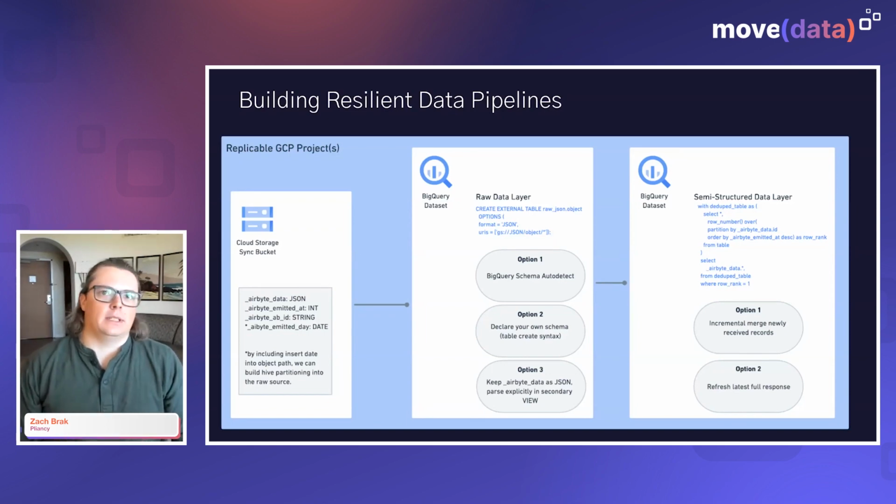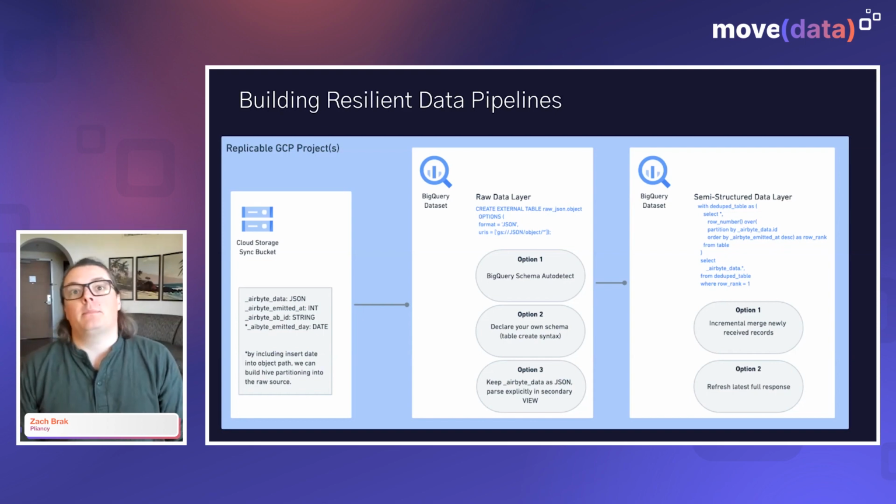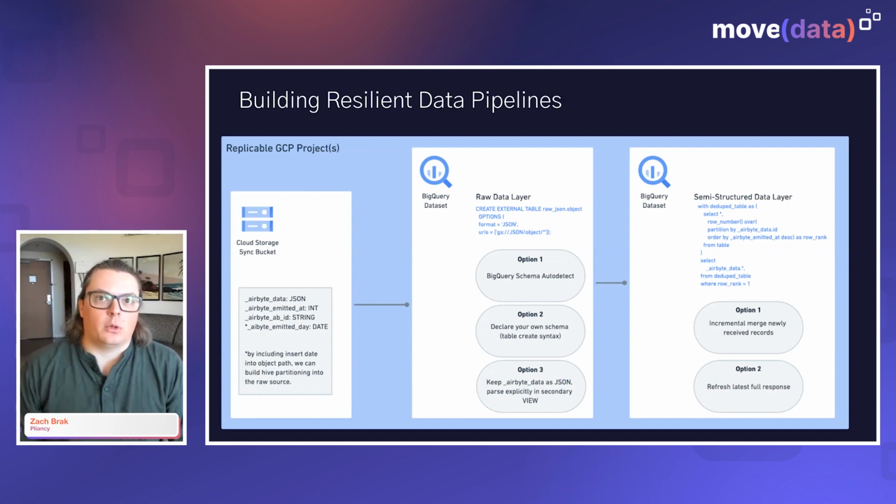Here, we already get some flexibility on schema definitions as we have options to either 1, rely on BigQuery's schema auto-detect feature, 2, declare our own schema in the create table syntax, or 3, keep the Airbyte data JSON array and use BigQuery JSON functions in a secondary view before proceeding. These options give us control over the interpretation of the external system schema that does not hold up our ingestion.